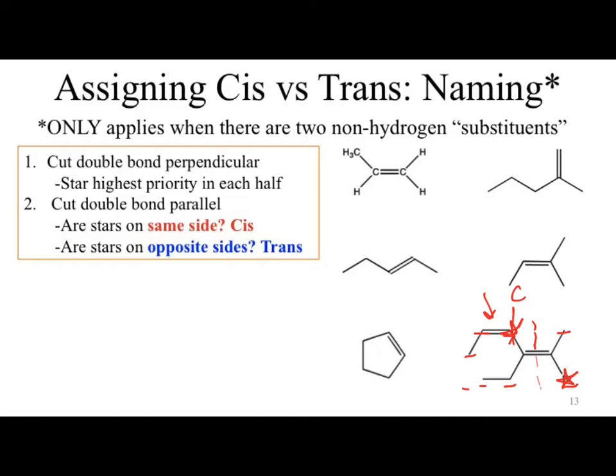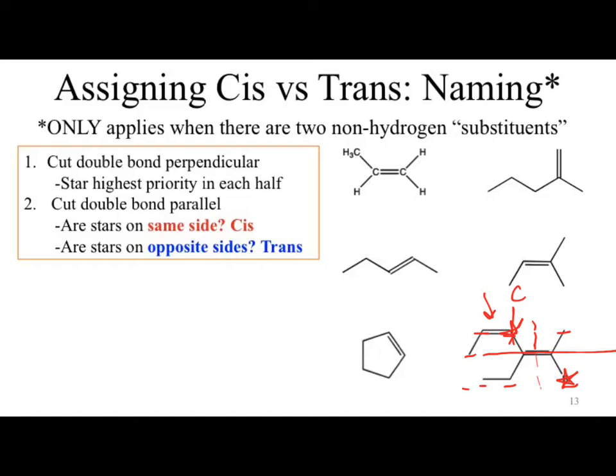Okay? We now cut our double bond parallel. Our stars on opposite sides are the same side. They're opposite sides, so we could run with trans, but we said we don't like that term anymore. And it becomes E.